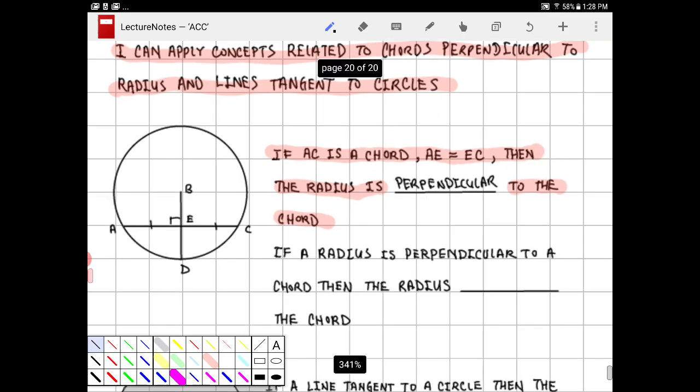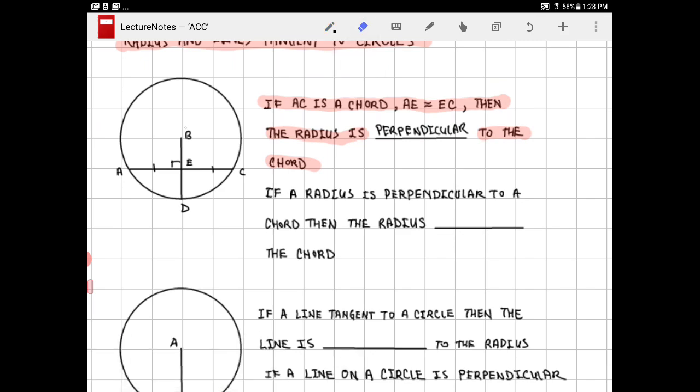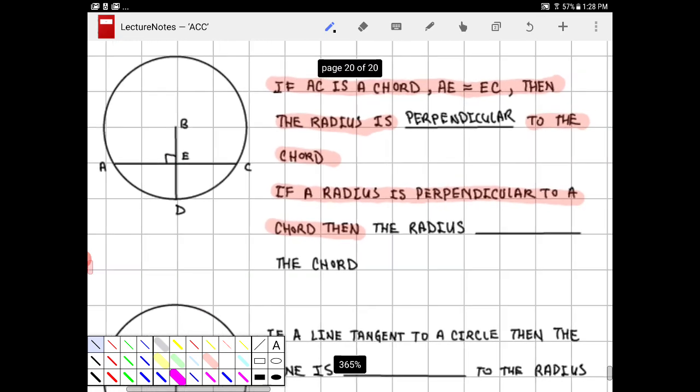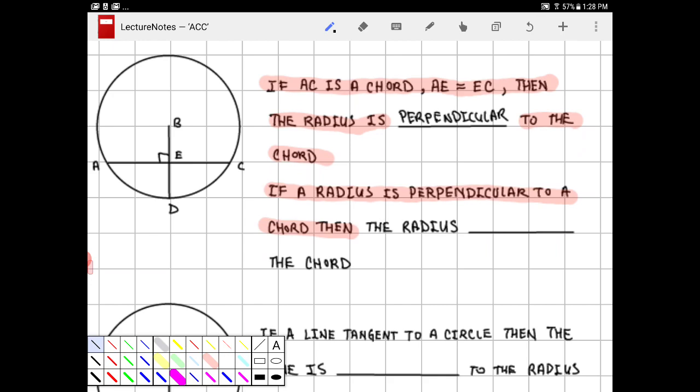All right, so there's a second half to this, okay? So the flip side of this is we're going to start off with: if a radius is perpendicular. Now I'm telling you that they're perpendicular to the chord, okay? So now the given is that the radius and chord are going to be perpendicular. Then what will happen between the radius and the chord? So this is actually going in reverse with that statement from above.